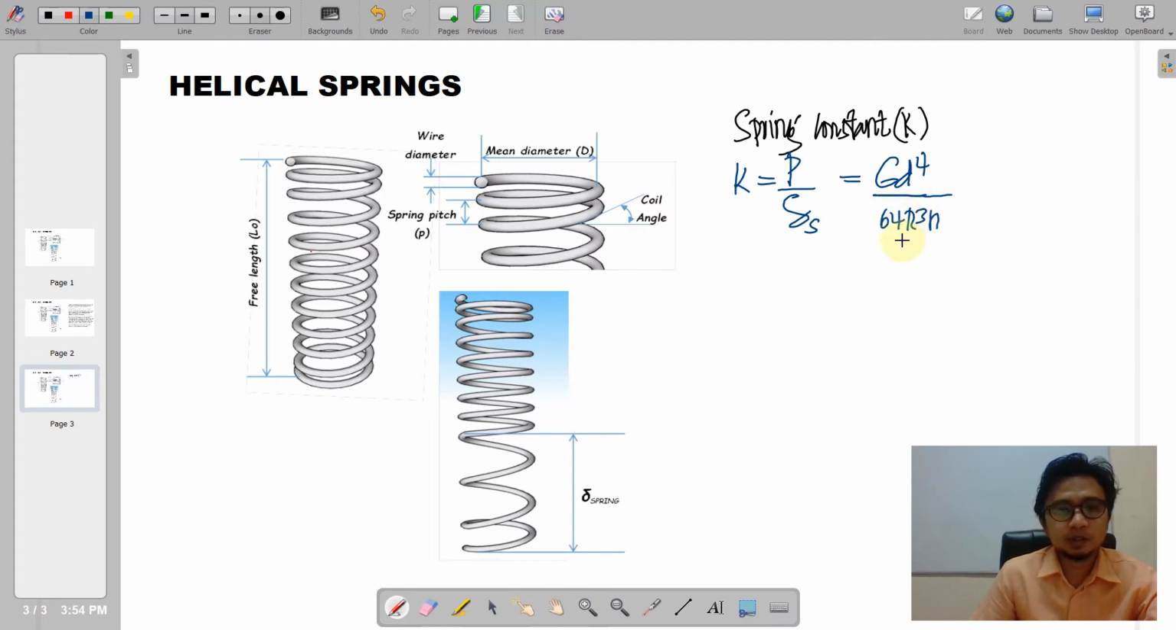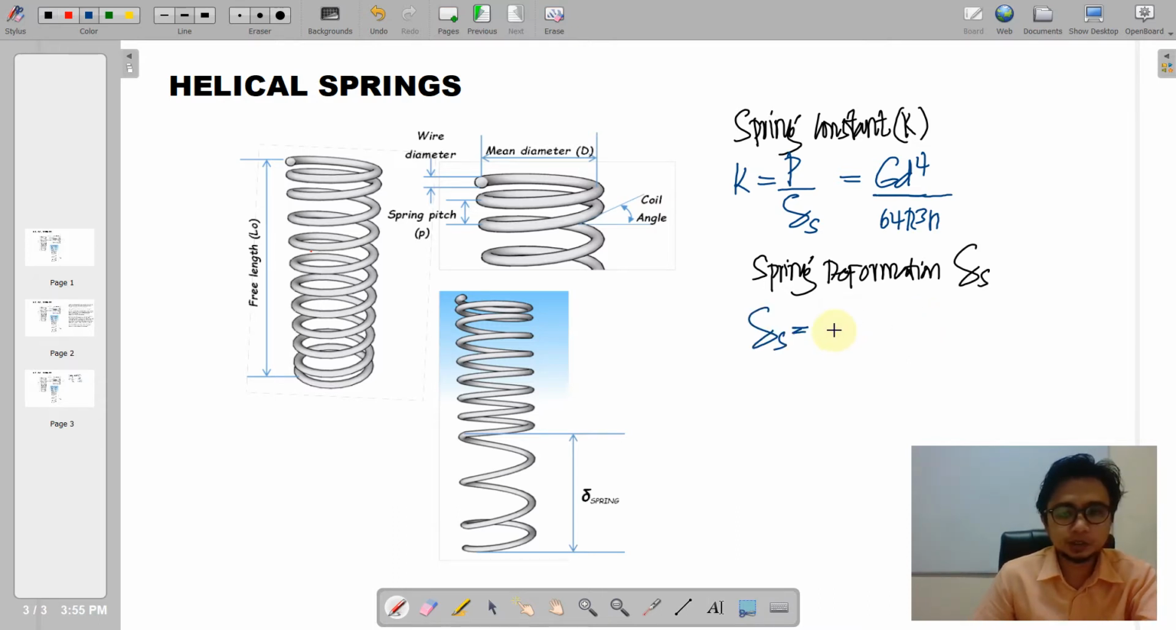R here is the mean radius, just half of the mean diameter, and n is the number of turns. When we say number of turns, it is how many turns this coil is wrapped around along the cylinder. Actually, this expression is derived from the deformation of the spring, because the deformation of the spring is expressed as delta S, or delta spring, which is 64 P R^3 n all over G d^4. Here we have also the G, or the modulus of rigidity.